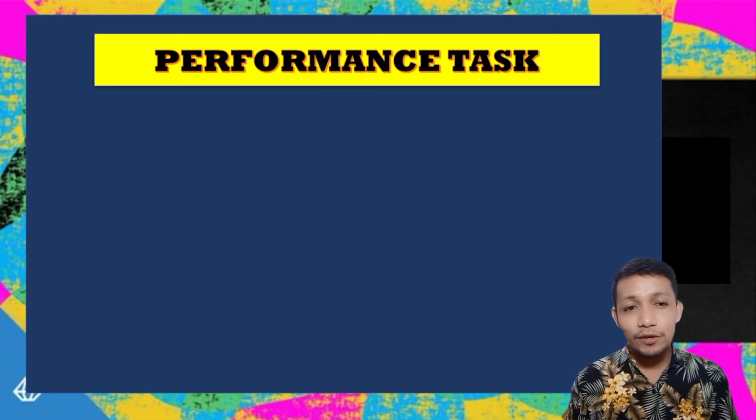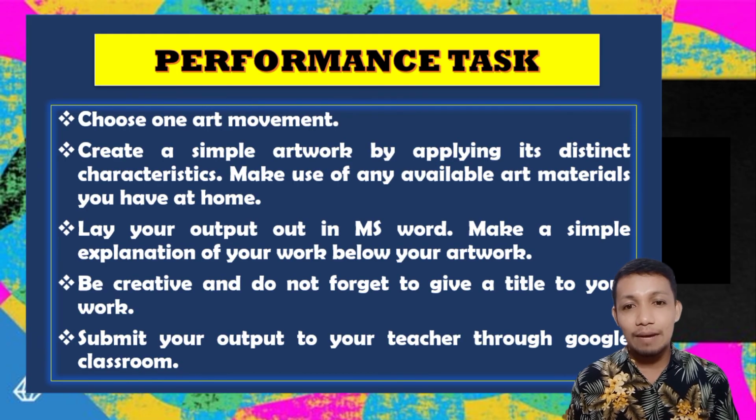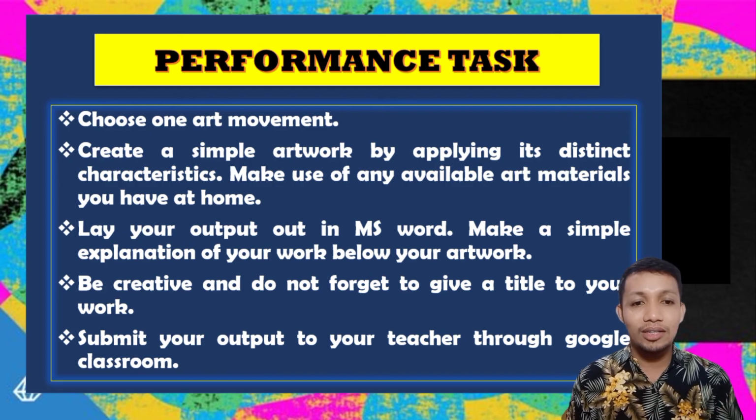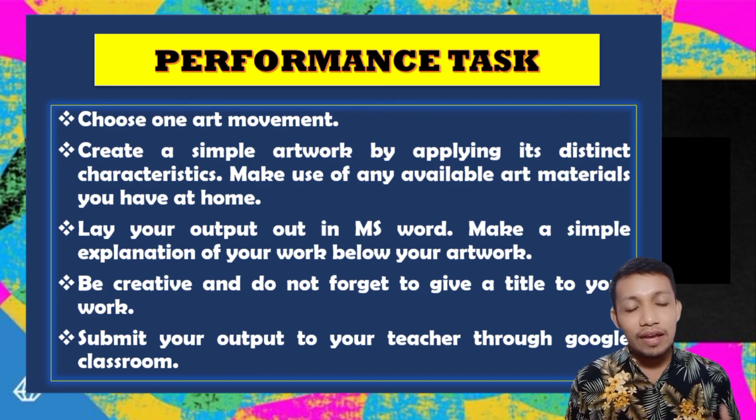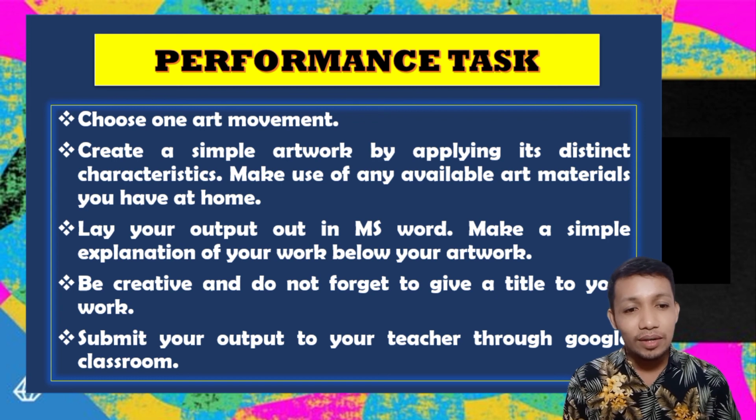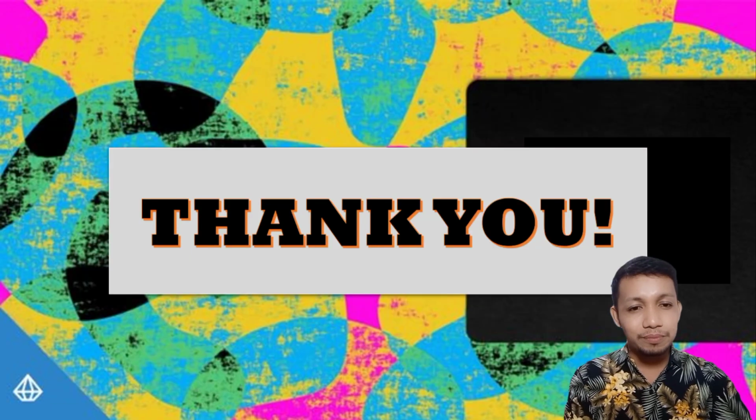Now let me give you your performance task for today's topic. You choose one art movement. Create a simple artwork by applying its distinct characteristics. Make use of any available art materials you have at home. Lay your output out in MS Word and make a simple explanation of your work below your artwork. Be creative and do not forget to give a title to your work. Submit your output to your teacher through Google Classroom.